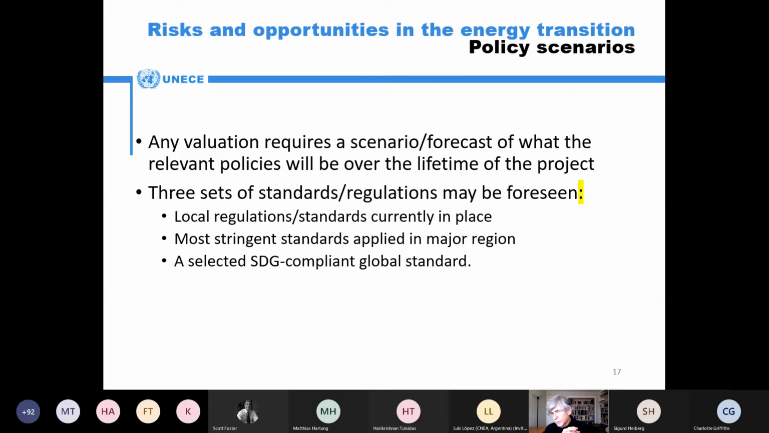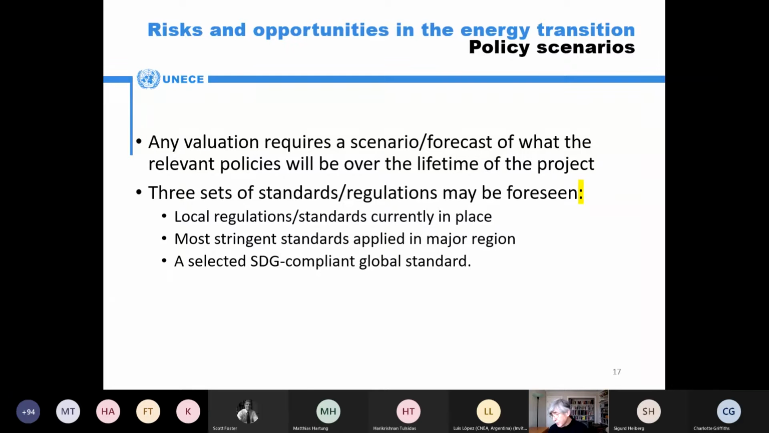Any valuation is going to require a scenario or forecast of what the relevant policies will be over the lifetime of the project. There's no single standard. We are discussing using 3 types of standards in the illustrative valuations. The first would be the local standards or regulations currently in place. So given the local environmental and social standards, what are the free cash flows of the project? What is its technical and commercial viability?